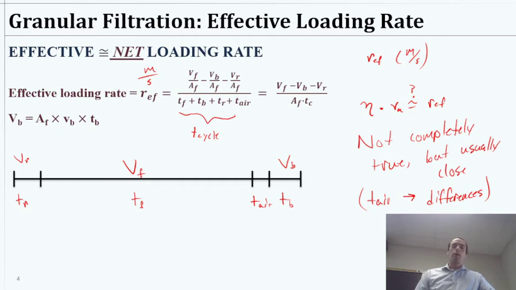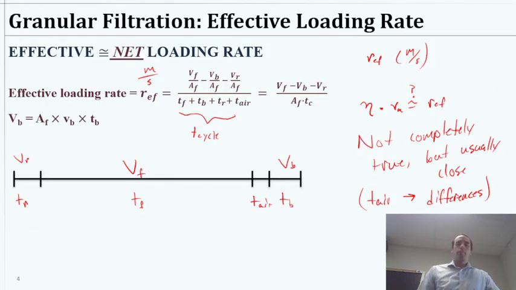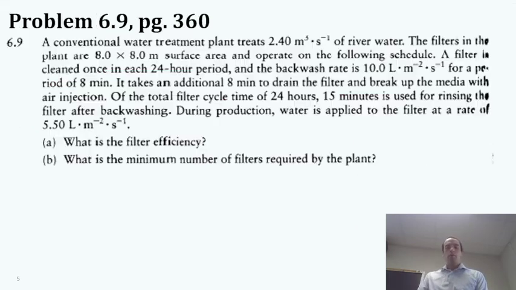equations are so similar. It's essentially, if we take a look at this VF minus VB minus VR divided by that area times the time, and we compare that with this one, it's that VF minus VB minus VR as it relates to VF. And so they're almost the same equation. Just one is giving a proportion on a water basis, and the other is giving us that speed. Okay, does that make some sense? All right, so then we really have two equations and some context to work with to solve some problems.